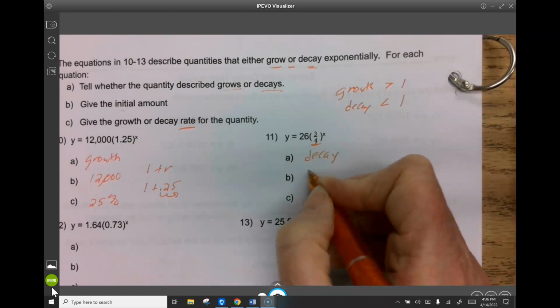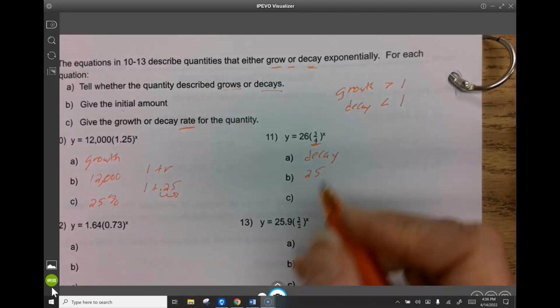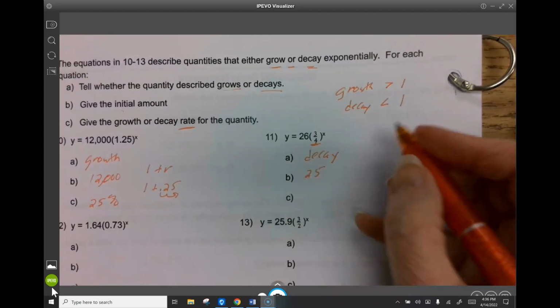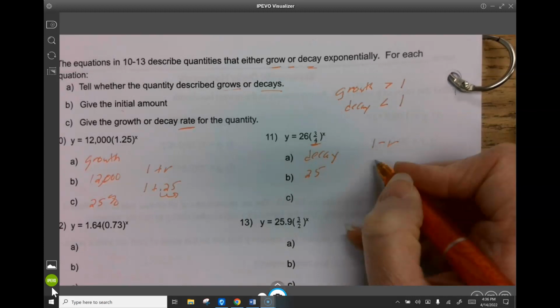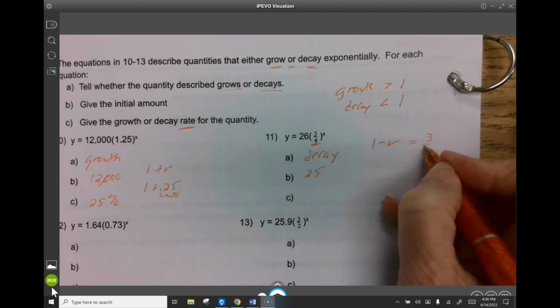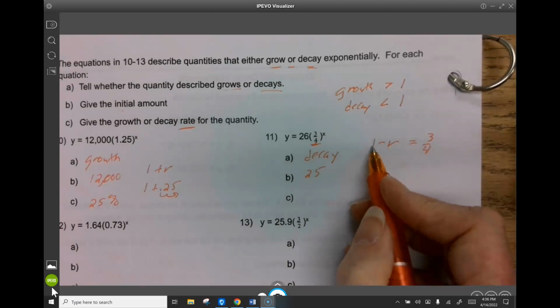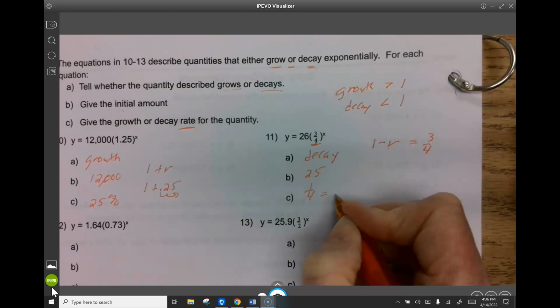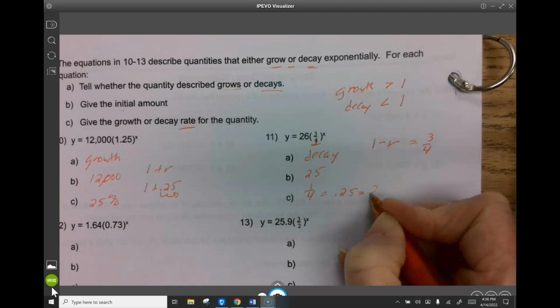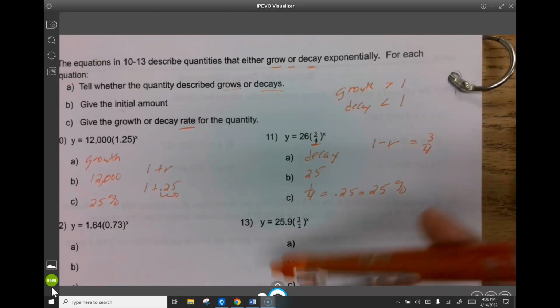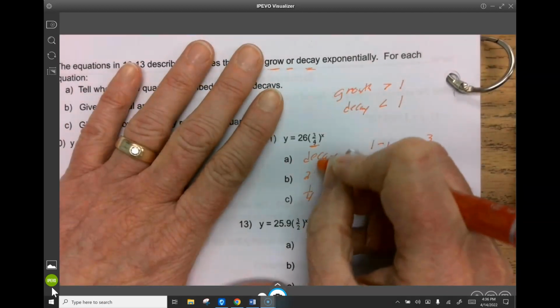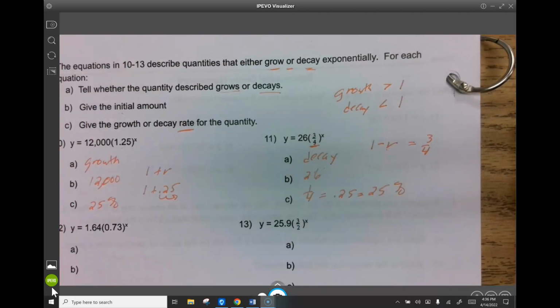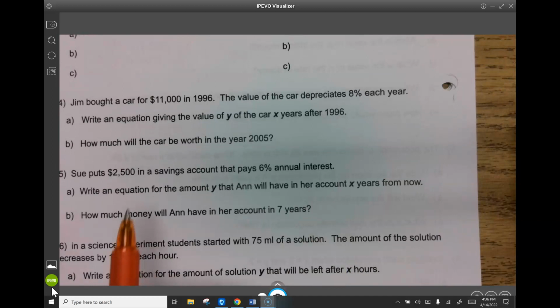And what's my initial amount? That one's always easy. Now, what is happening here? Remember, this is 1 minus the rate, and I equal it to 3/4. So what was my rate? So 1 minus what gives me 3/4? 1/4, which is 0.25, which is 25%. Hello, I wrote this one wrong. My initial amount is 26. Okay? Good. I'll let you do those other two.